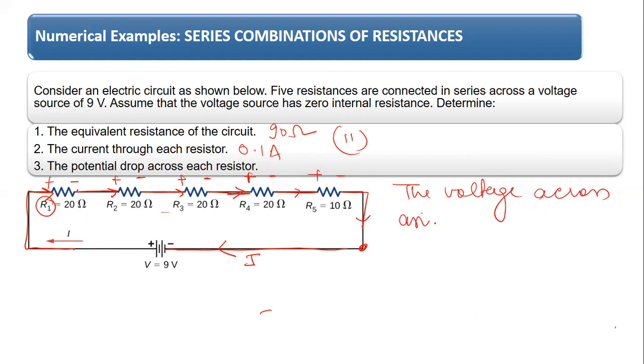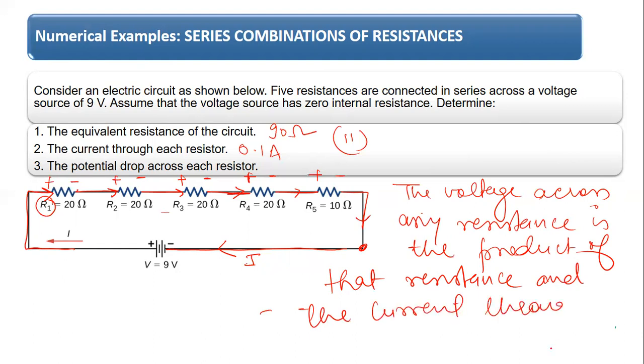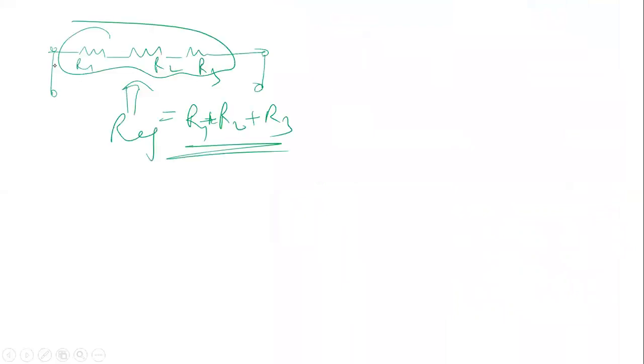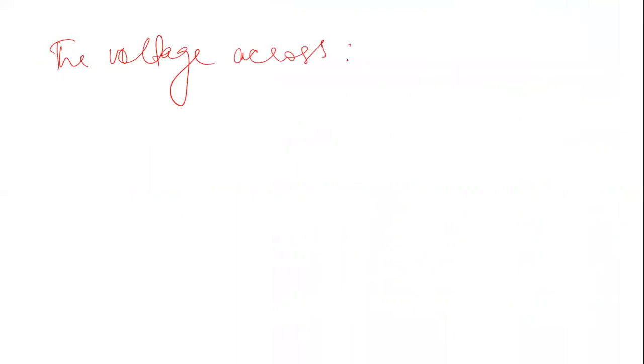So that means the voltage across any resistance is the product of that resistance and the current through it, right? So let us see. Hence you can say that the voltage across R1 is V1 is equal to I R1.